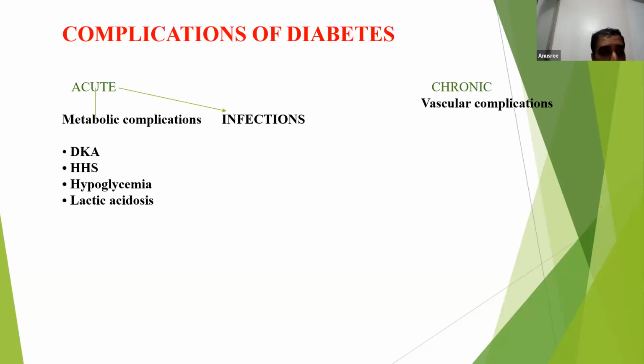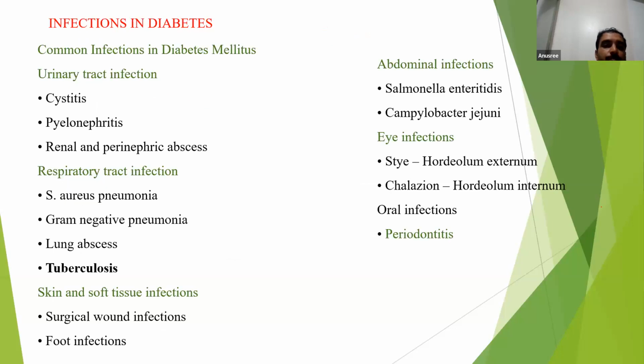Now coming to complications of diabetes. Diabetes complications can be divided into acute and chronic. Acute can be metabolic and infection, and chronic can be vascular. Of the acute ones: DKA, HHS, hypoglycemia, lactic acidosis, and infection. So we will go through these one by one.